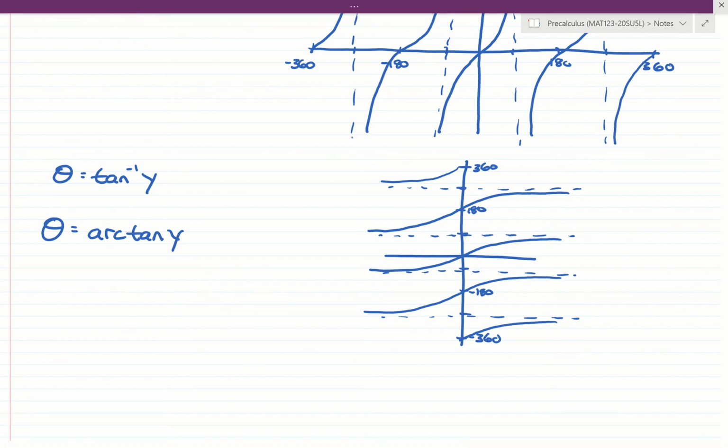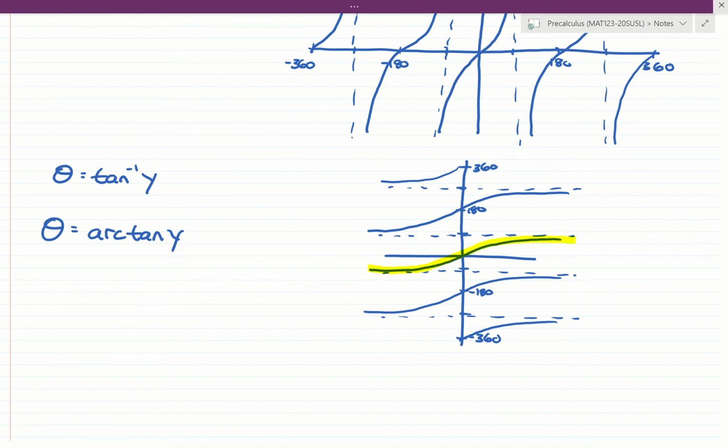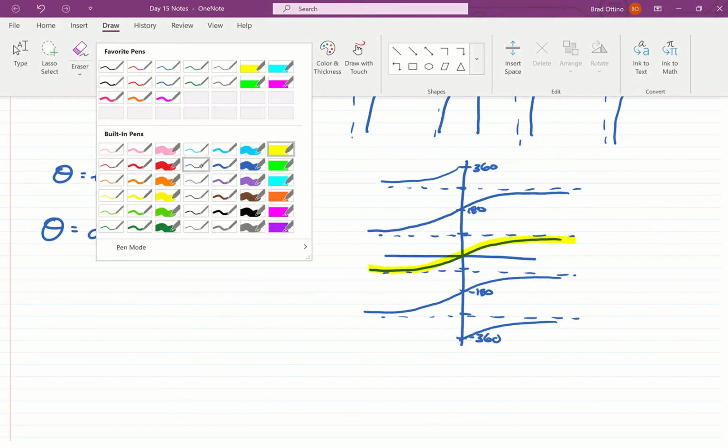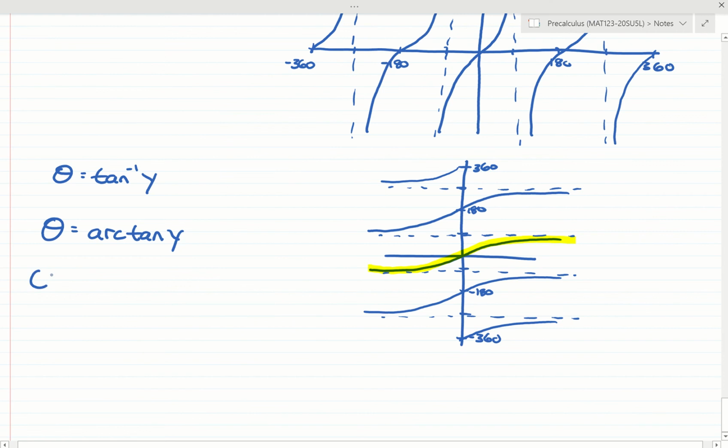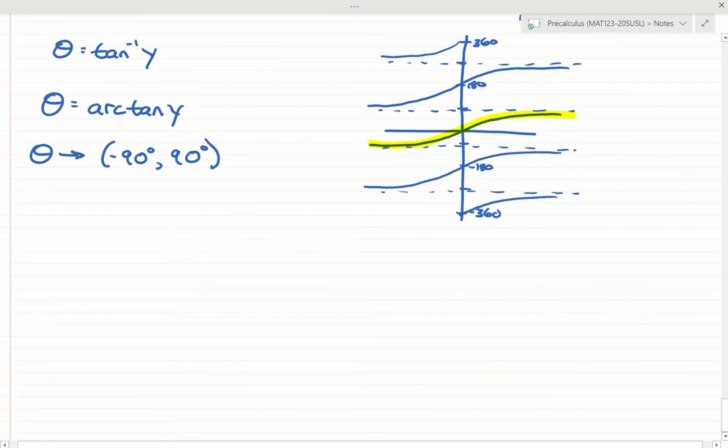But let's just pick the values right here, from negative 90 to 90. We can't include negative 90 and we can't include 90 because there are asymptotes there. So arc tangent would just be defined from negative 90 to 90 exclusive. Let's do a couple examples here. So let's ask you to find the values.